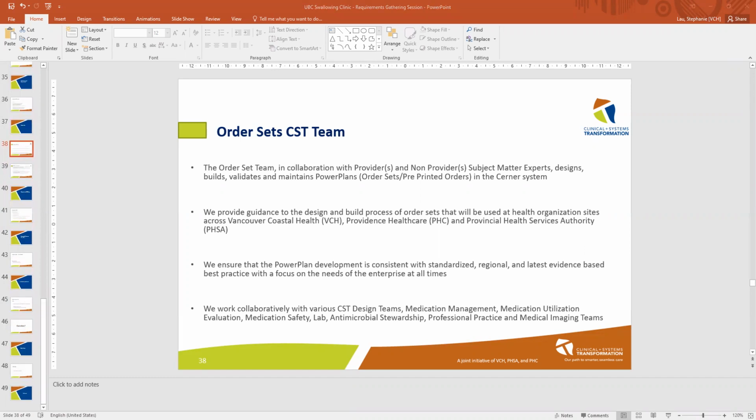We design and build so that all these power plans can be used across the enterprise, at VCH, PHC, and PHSA. We want to use standardized regional and latest evidence-based practice. And we collaborated with a bunch of teams within CST to make sure that they are appropriate and all the orders downstream work properly. So Stephanie, if you go to the next slide.